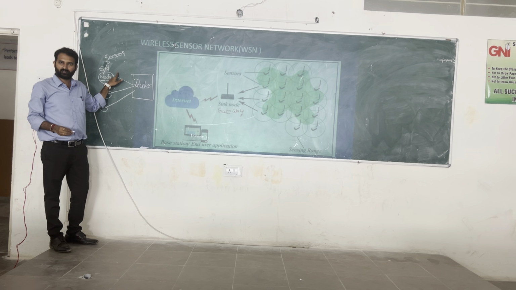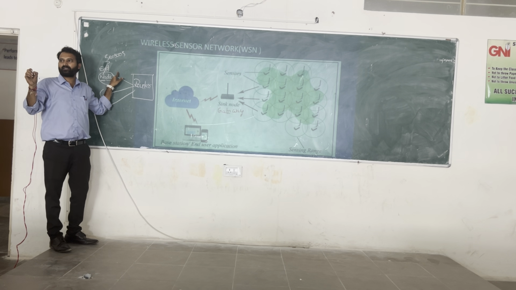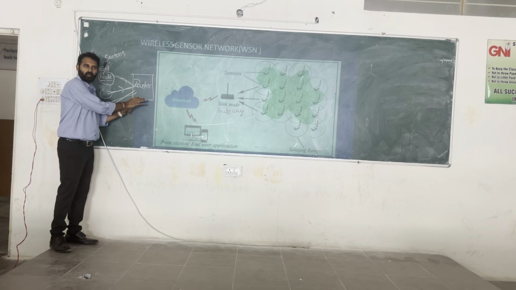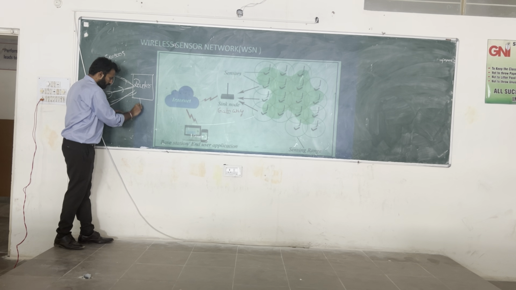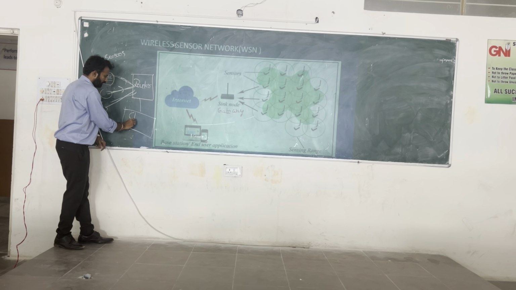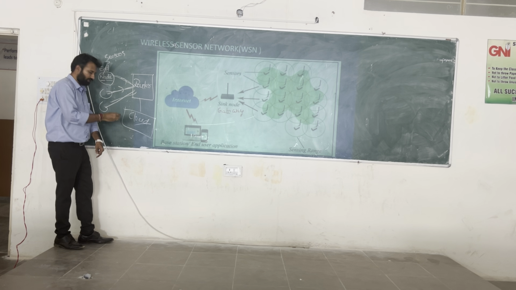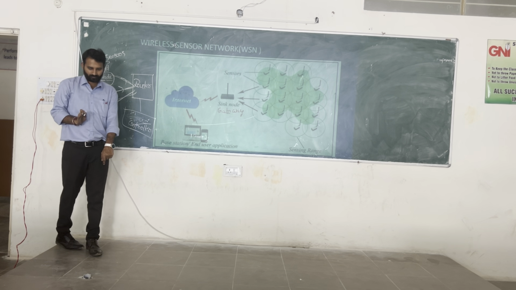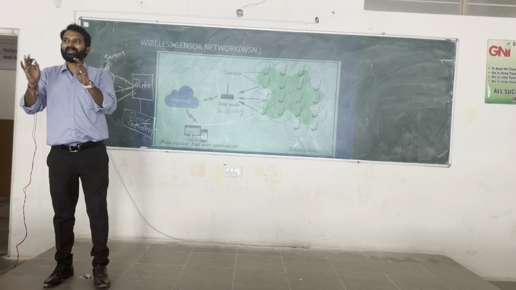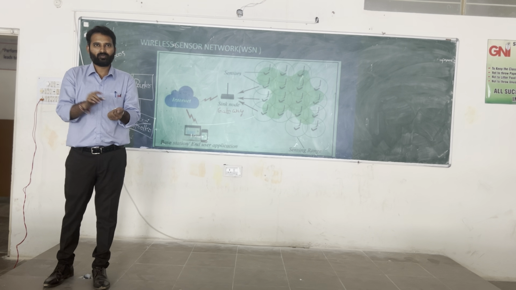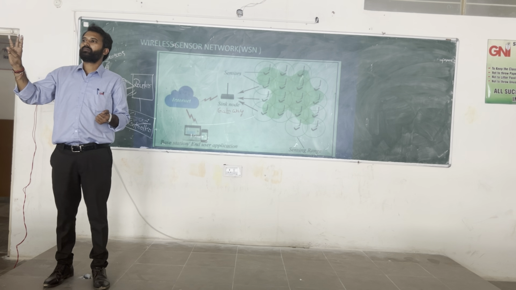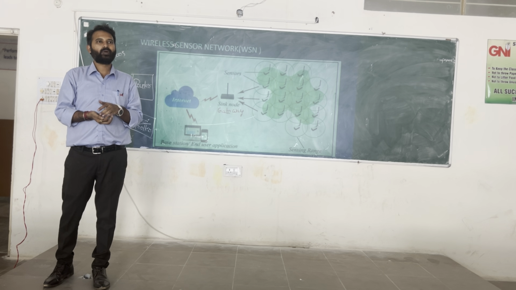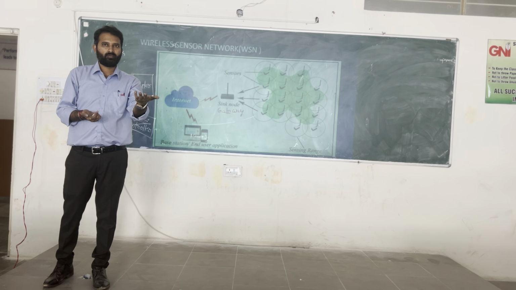All the nodes, all the sensors and devices in your application are connected to a router. Your router will be connected to the cloud or to a controller. So your wireless sensor network consists of end nodes, a router, and a controller. What will sensors do?